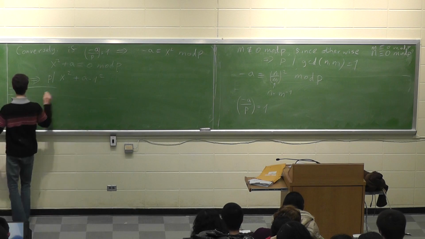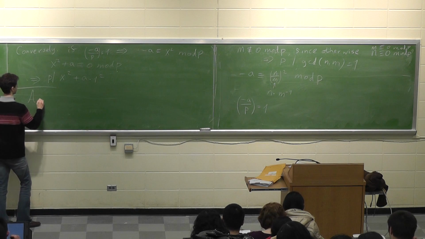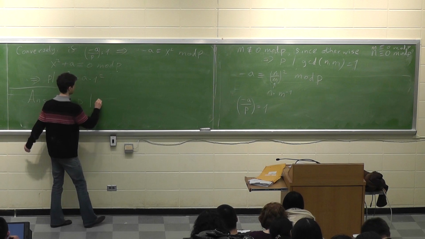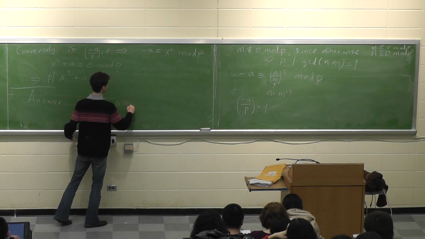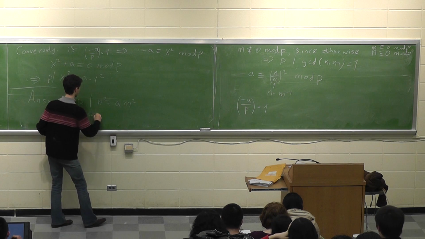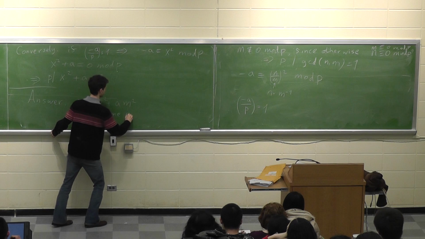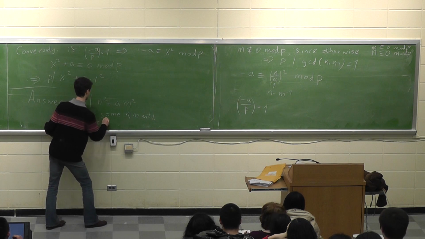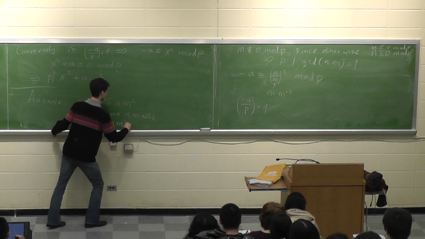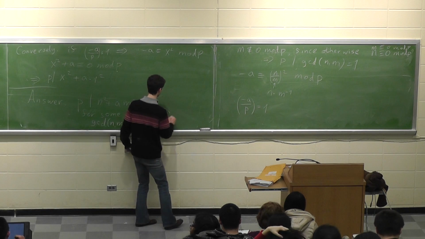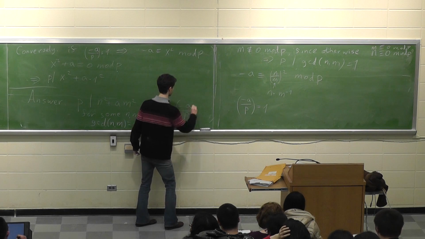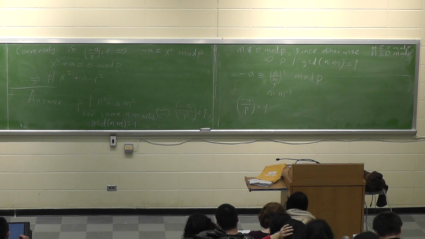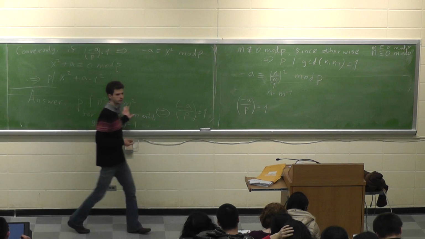So once again, the answer: a prime p divides n squared plus a m squared for some n and m which are relatively prime if and only if minus a is a square modulo p. A complete characterization.